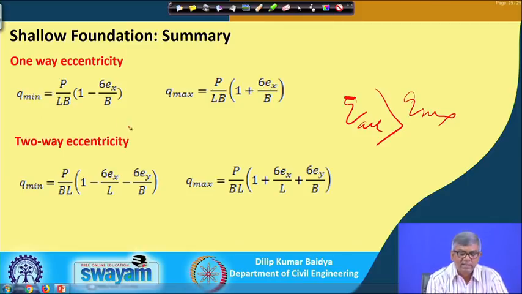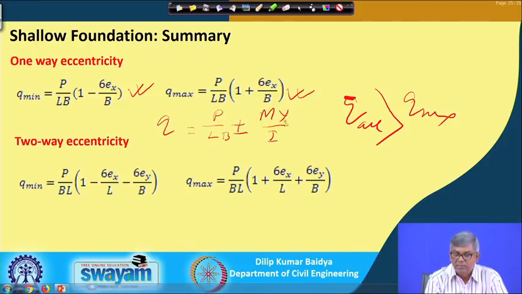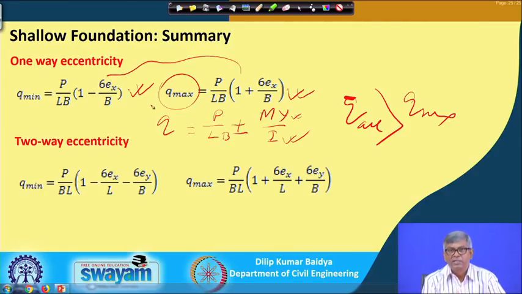When one-way eccentricity is there, then this is the equation for Q minimum, and this is the equation for Q maximum. The generalized equation is Q equal to P over LB plus minus M y by I. If I put the value of I and the eccentricity in the moment, it is modified to these two equations, Q minimum and Q maximum, in terms of the length and width of the footing. So, you can calculate this Q maximum, and you have to make sure that Q maximum is not more than the Q allowable of the soil.